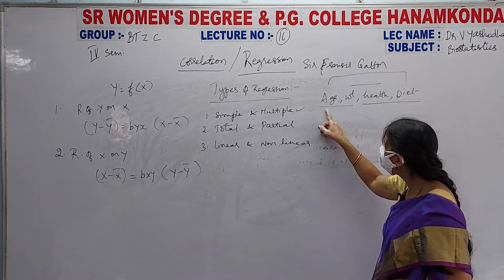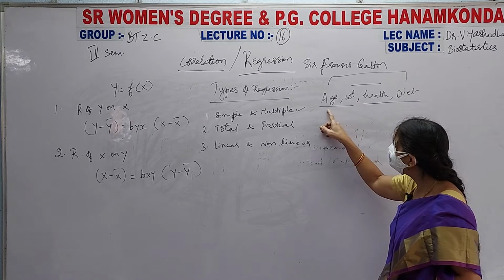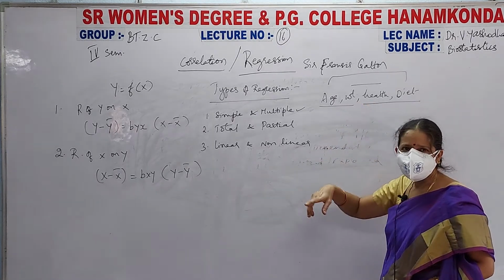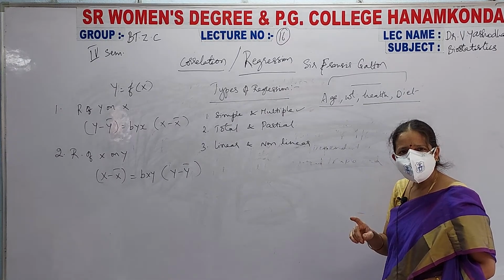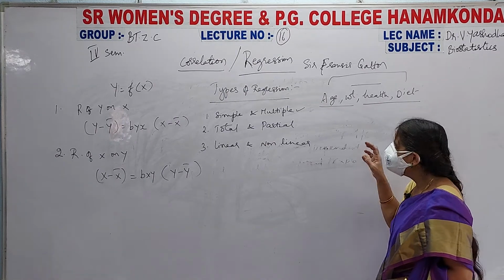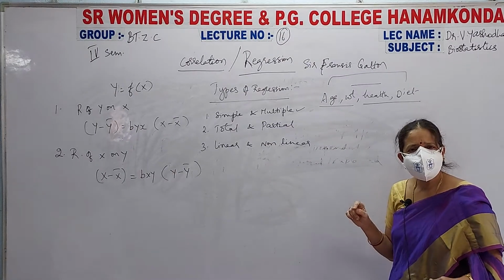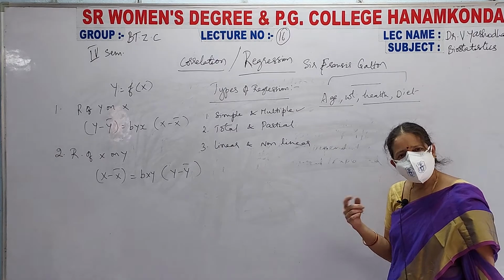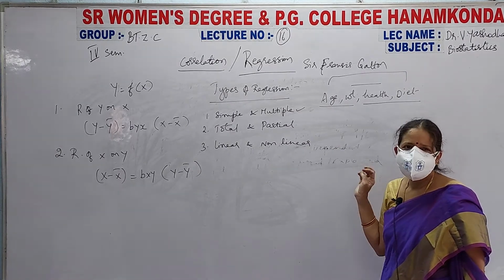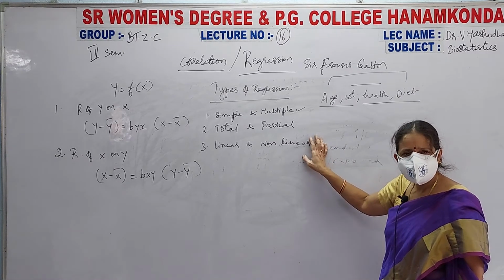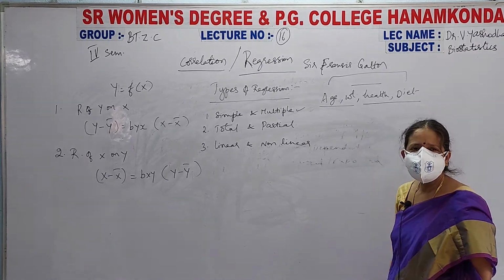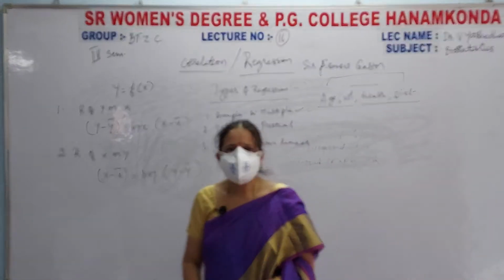If you know age, you can calculate the health. If you know the age, you can calculate the weight. If you know the age, you can calculate the diet. Same for all. So if you know one variable, you can calculate the other variable. The known variable is known as the independent variable, denoted by alphabet x, and the unknown variable is known as the dependent variable, denoted by alphabet capital Y.